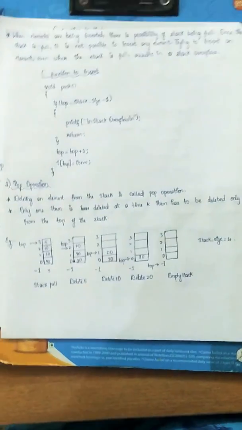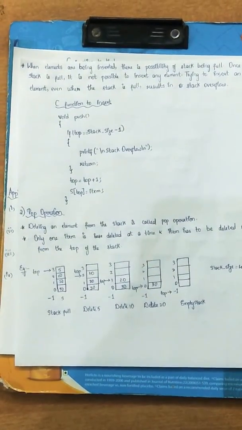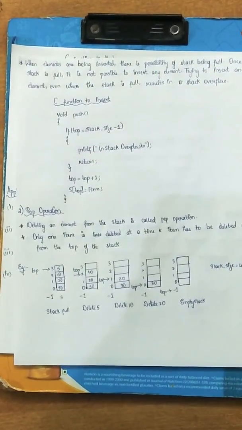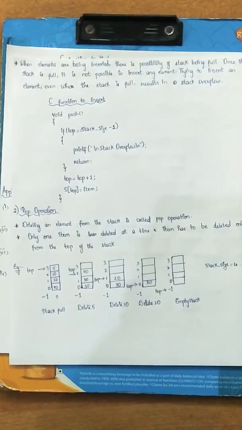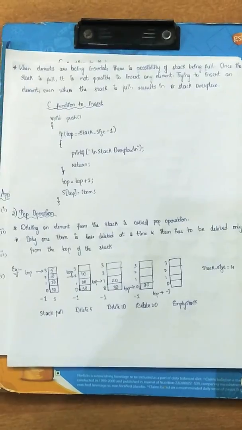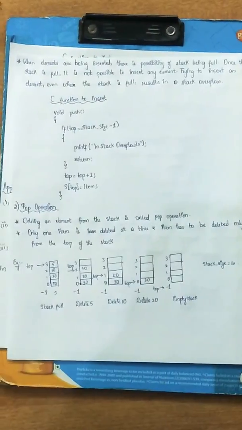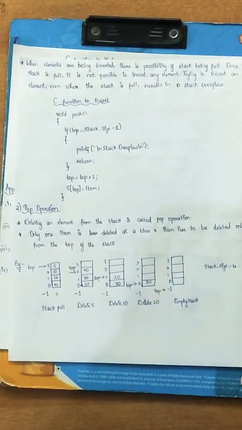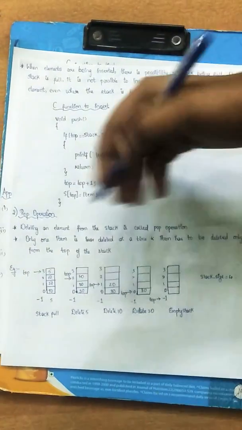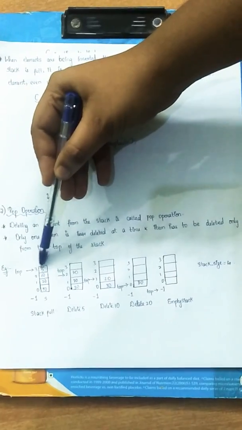So the next operation is the pop operation. Deleting an element from the stack is called the pop operation. Here also we should keep in mind that only one item can be deleted at once, and that the item or the element which we want to delete should be deleted from the top of the stack only. So consider an example. Now we will be considering an example where the stack is full. From there we will be popping or deleting the element. So first the top is pointing here, so we should remove or delete an element from the top only.